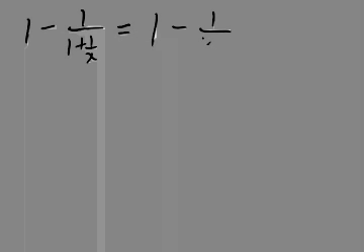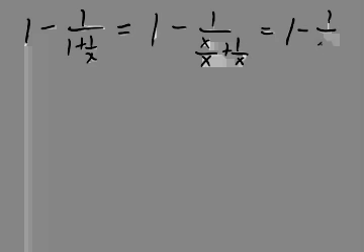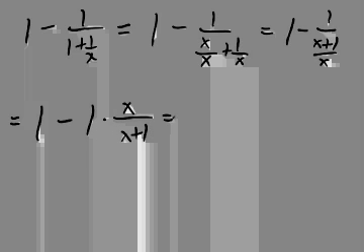1 minus 1 divided by 1 plus 1 over x is the same as 1 minus 1 over (x plus 1 over x), which is the same as 1 minus 1 times x over (x plus 1), which is the same as 1 minus x over (x plus 1), which is the same as (x plus 1) over (x plus 1) minus x over (x plus 1), which is the same as (x plus 1 minus x) divided by (x plus 1), which is the same as 1 over (x plus 1), the simplified form of our complex fraction.